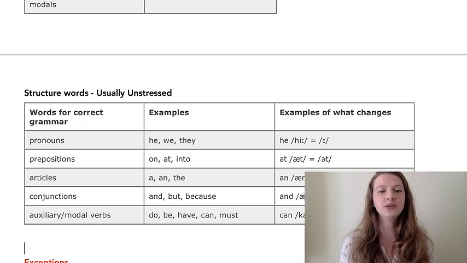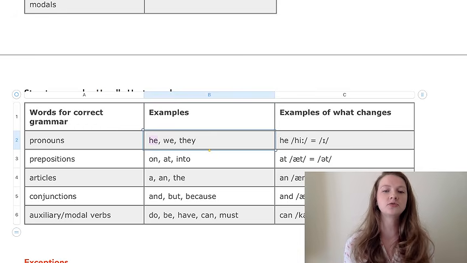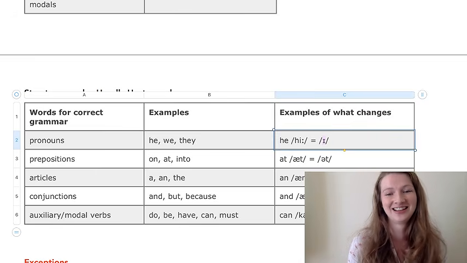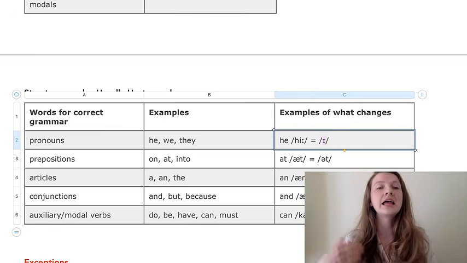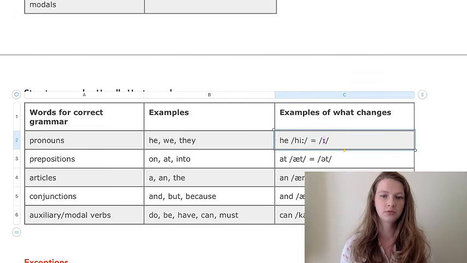For example, with the word he, in the stressed form, we can shorten it to e. Okay? Instead of saying he went to the shop, I could say he went. He went to the shop. He went to the shop. When it's weakened, this one sounds way more natural.